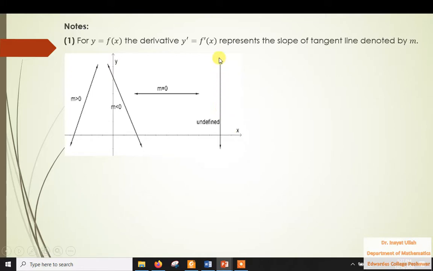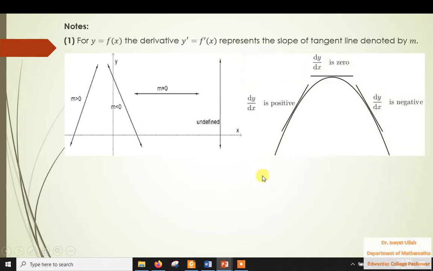We see here this line is perpendicular to the x-axis. A line which is perpendicular to the x-axis, a vertical line, has a slope that is always undefined. Undefined means infinity. So remember these hints. Secondly, look at this graph.